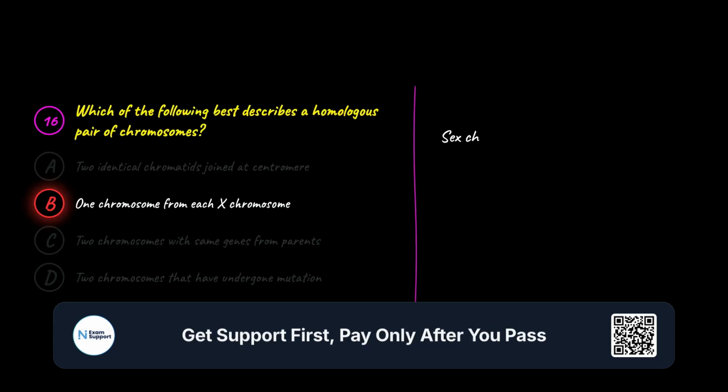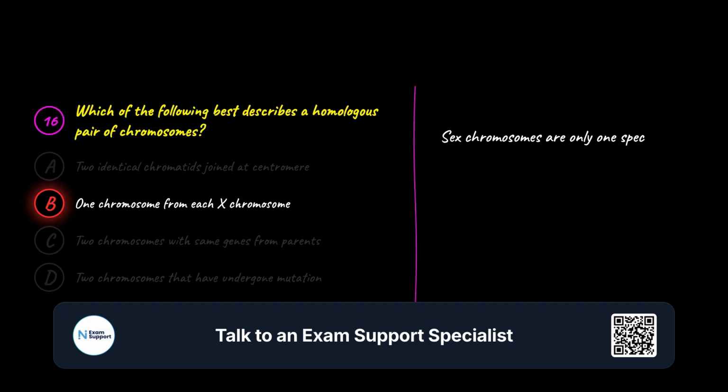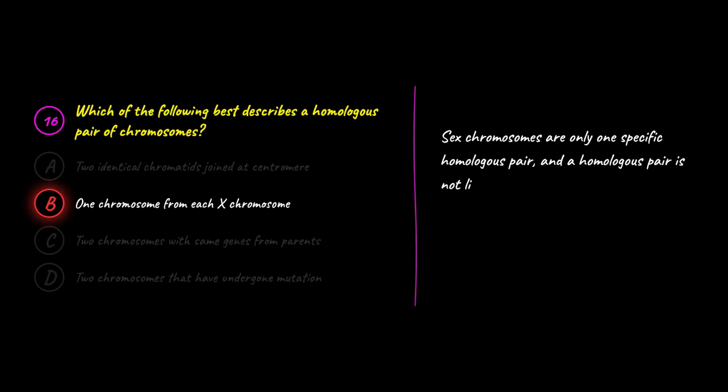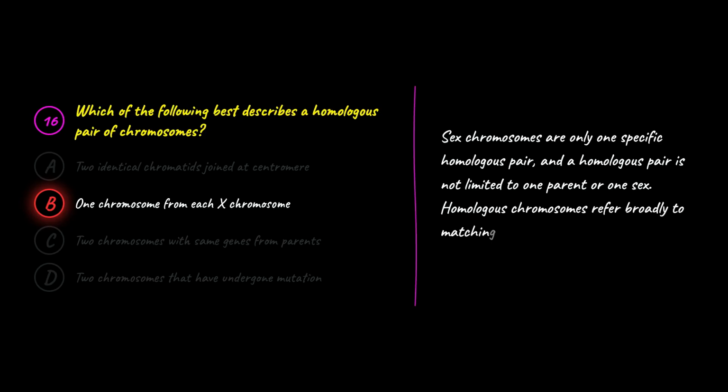B is wrong because sex chromosomes are only one specific homologous pair, and a homologous pair is not limited to one parent or one sex. Homologous chromosomes refer broadly to matching pairs found across all autosomes and sex chromosomes.